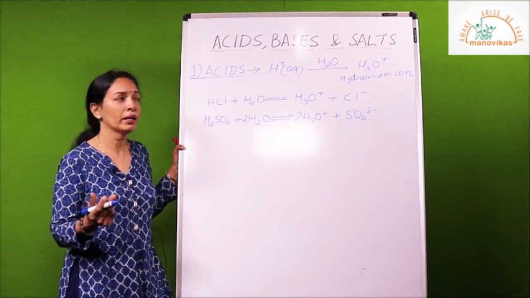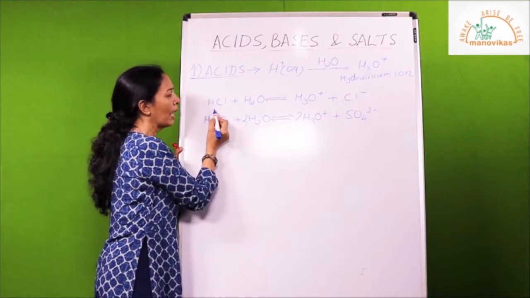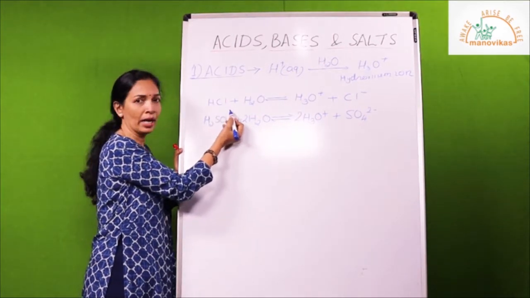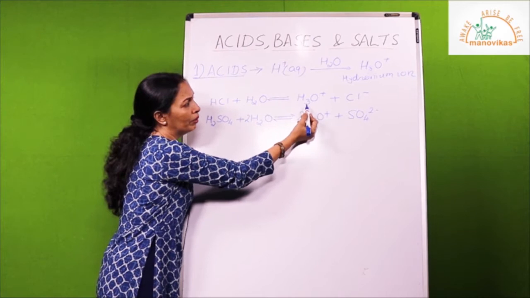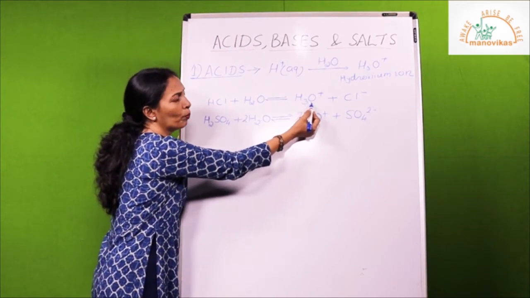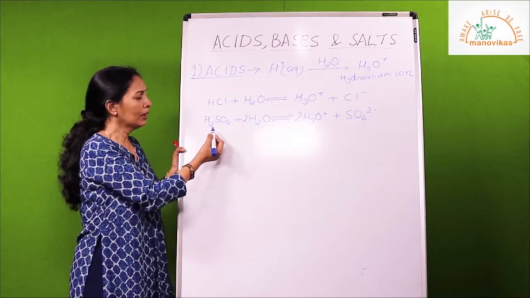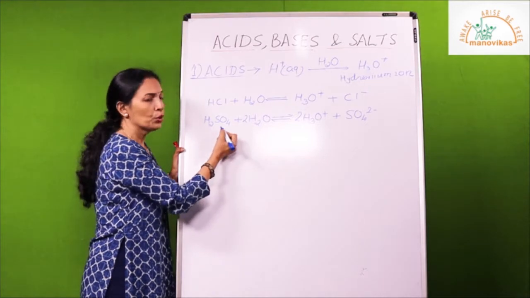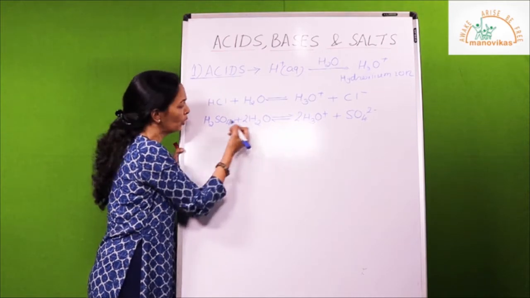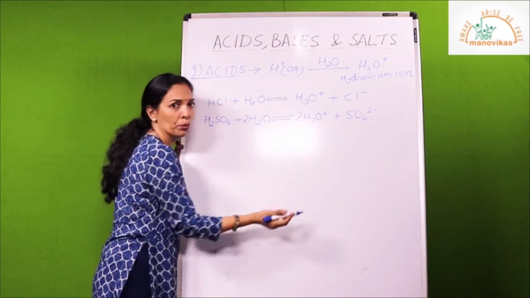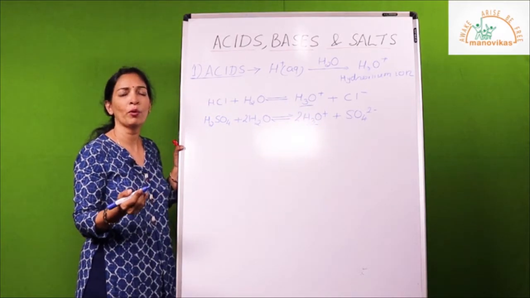Now what is hydronium ion? This is hydronium ion, H3O+. So when an acid, for example hydrochloric acid, HCl, is dissolved in water, it will ionize and form hydronium ion H3O+ as the only positive ion, and Cl- ion. Similarly, sulfuric acid, H2SO4, dissolved in water will form two hydronium ions because two H are here, and SO4 2-. So you will see that an acid produces hydronium ion as the only positive ion.